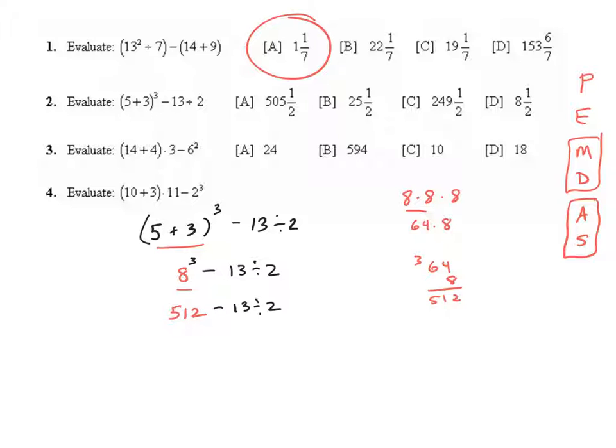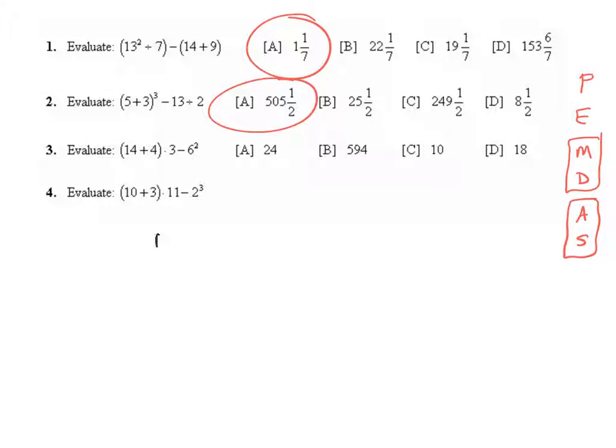And now in my order of operations, I don't see any more exponents, so I can move on to multiplication and division in order from left to right. And I come across division right here. So 13 divided by 2 is 6.5. Rewrite everything else. And now I'm down to just one operation, 512 minus 6.5, which would be 505 and 1/2. Choice A.